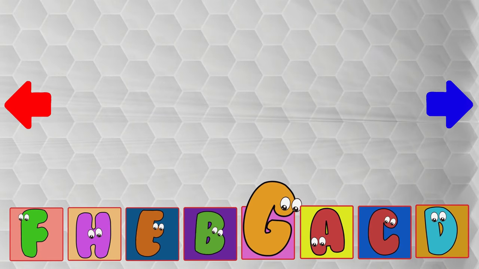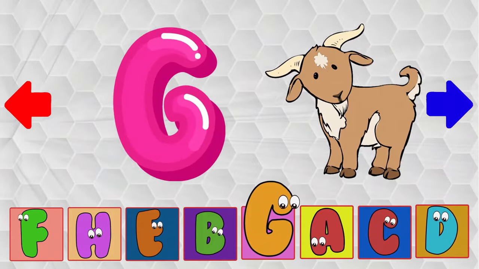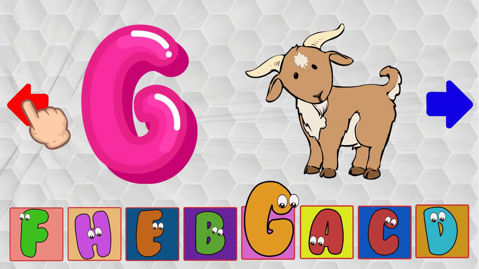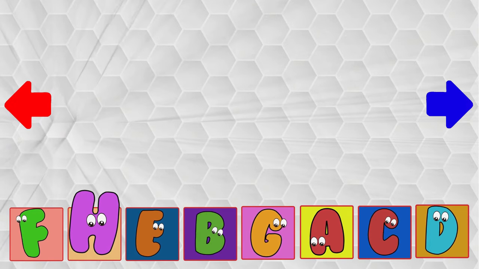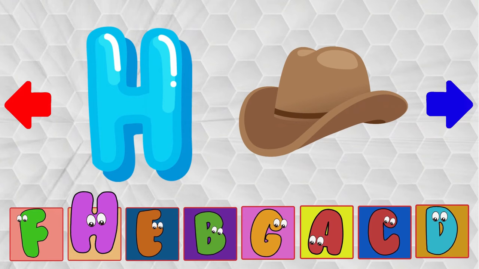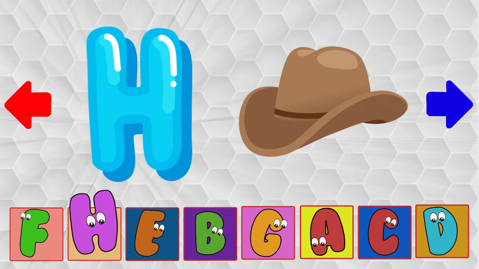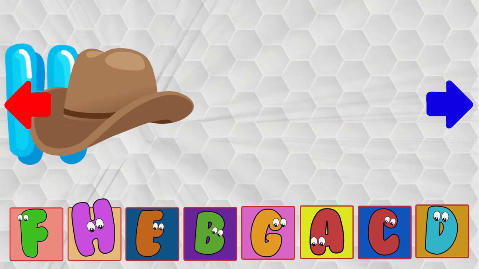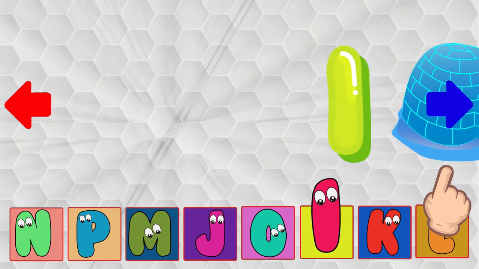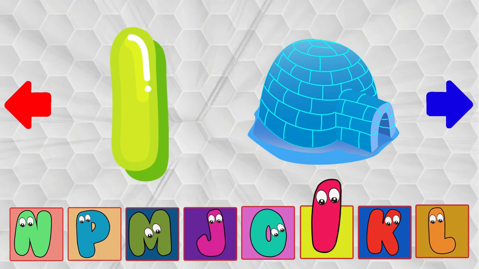G. G for goat. H. H for hat. I. I for igloo.